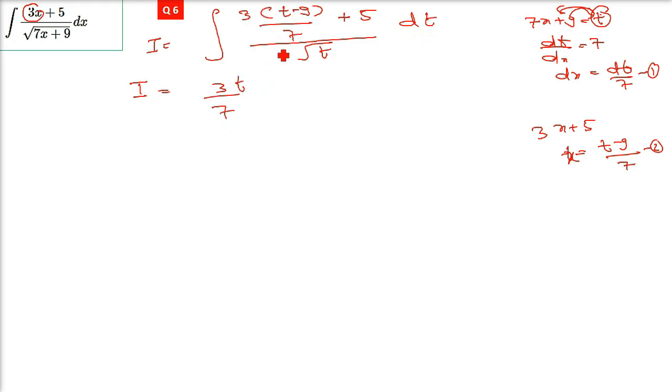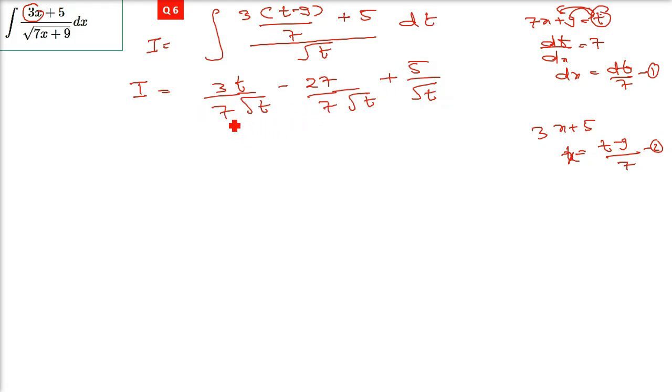So 3 into t, divided by 7, and because under root t is in the denominator, it comes like that. Now 9 threes are 27, divided by 7 under root t. Then we have 5 divided by under root t. And then we have dt and integral always going on with each and every term.